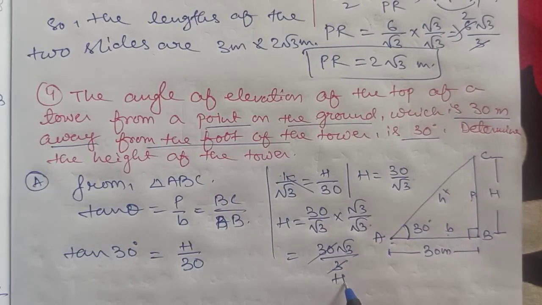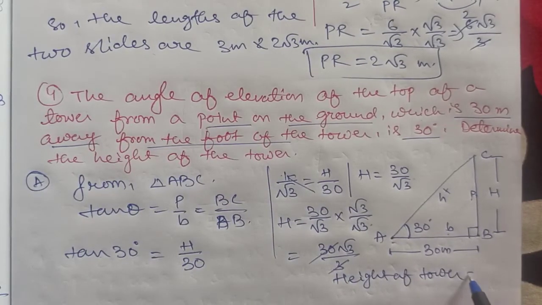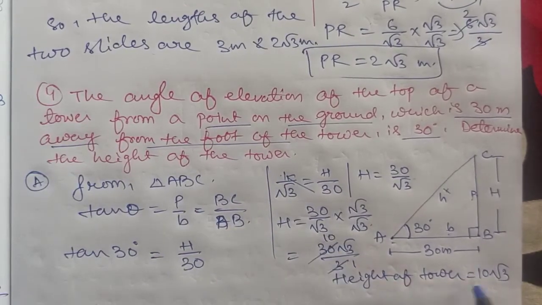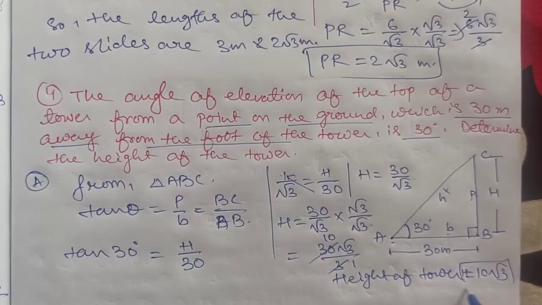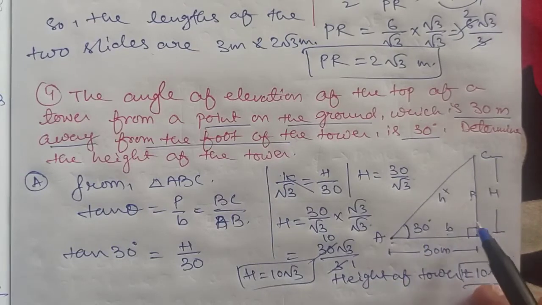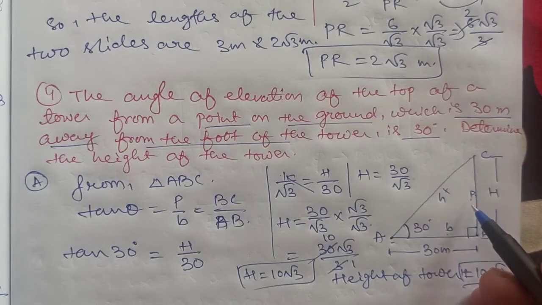Cancel it. So the height of the tower we got is 10 root 3. 3 ones are 3, 3 tens are 30. So H we get 10 root 3. Okay, so just draw the diagram properly and take whichever two terms are required to find the value.